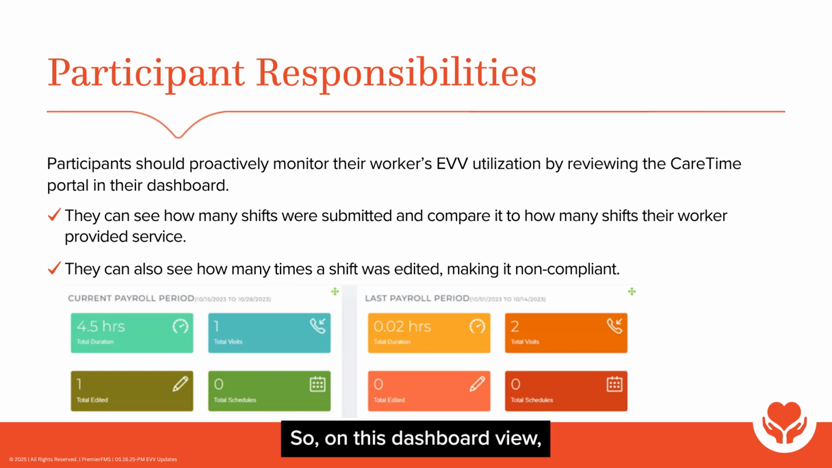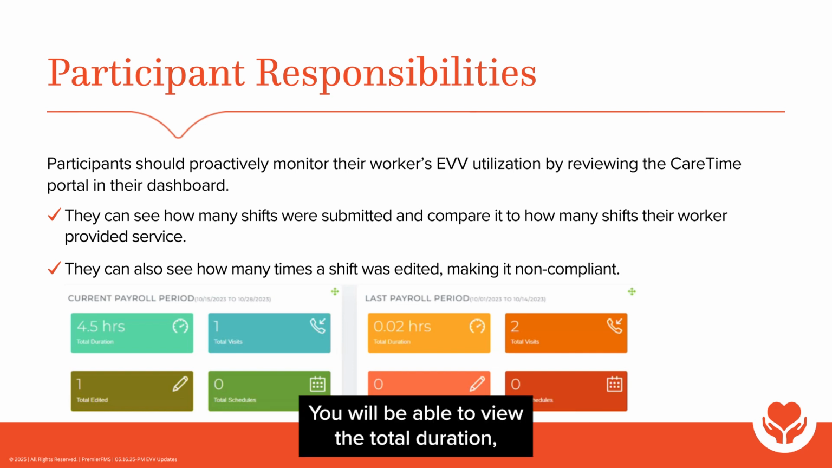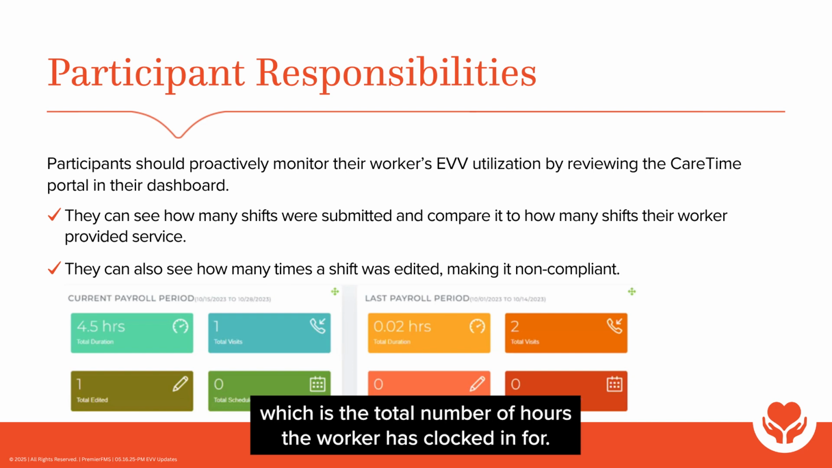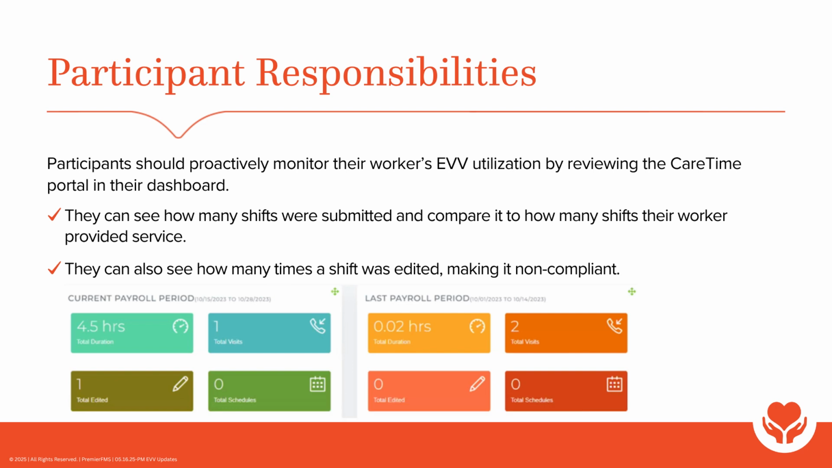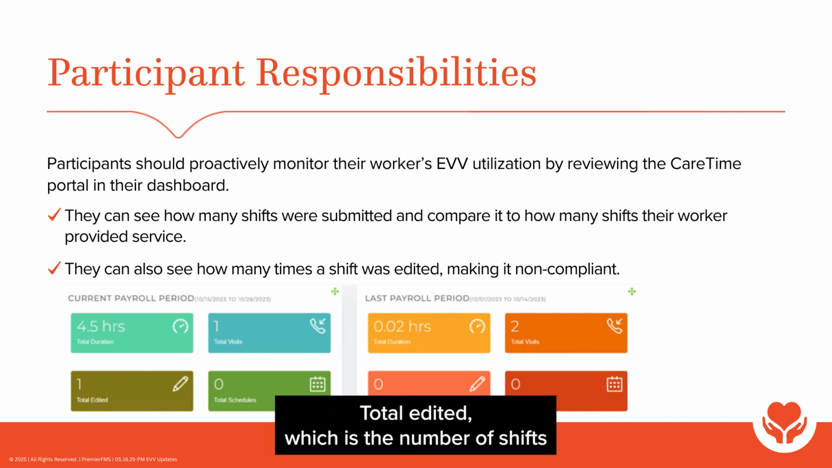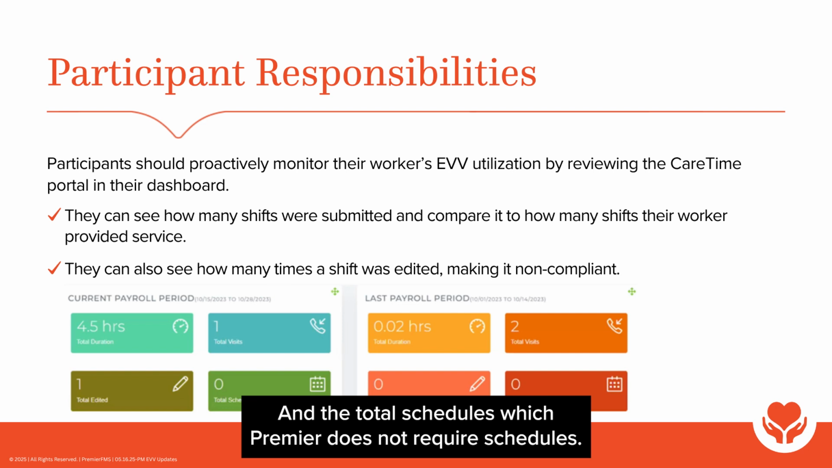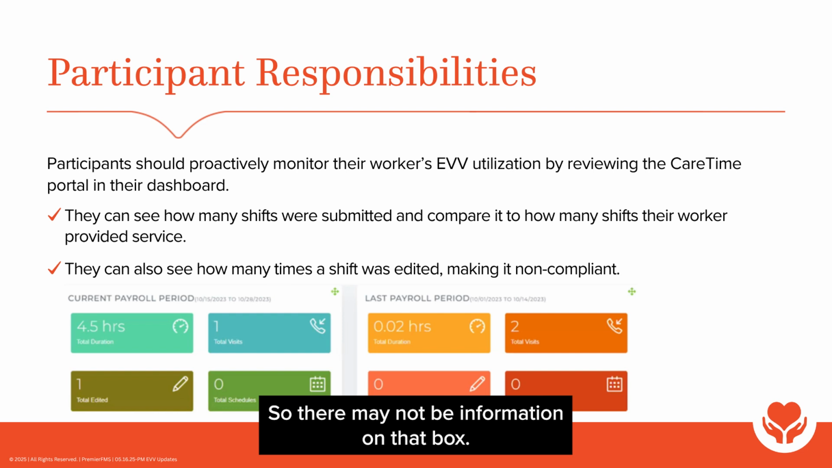So on this dashboard view, you'll see the current pay period and the last pay period. You will be able to view the total duration, which is the total number of hours the worker has clocked in for, total visits, which is the total number of shifts that the worker has clocked in for, total edited, which is the number of shifts that were edited either by the worker, participant, or Premier, and the total schedules, which Premier does not require schedules. So there may not be information on that box.